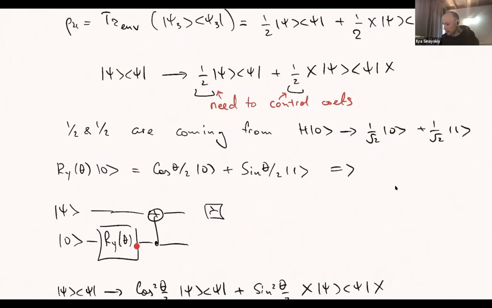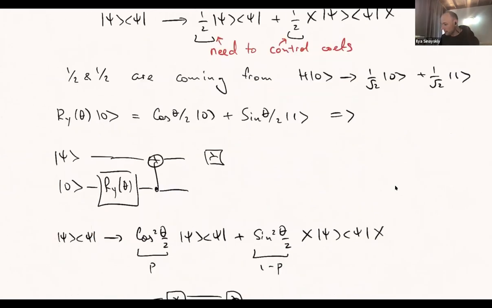So now we replace the Hadamard by RY, which looks like this. We apply it to psi, play the same game, and we get this. Now we have a circuit which is simulating the Pauli X channel. We just need to say this is p, this is one minus p, or vice versa. p is the probability of application of the channel, and we can very easily change it because cosine squared is also like a probability.